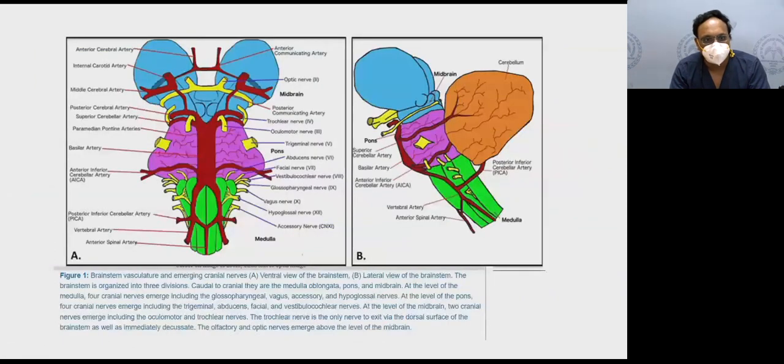So this is the blood supply of the brainstem. You can see the medulla. The medulla is supplied by the anterior spinal artery and also PICA, the posterior inferior cerebellar artery, and also the vertebral arteries. Whereas the pons is supplied by the anterior inferior cerebellar artery, the basilar artery, and some perforating branches, and the superior cerebellar artery, and the midbrain is supplied by the posterior cerebral artery.